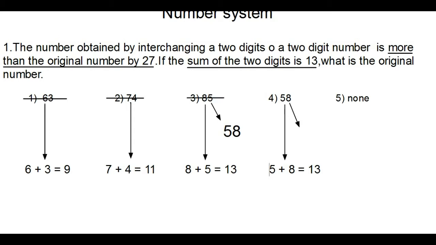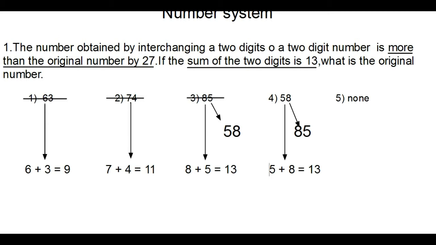So let us now check the fourth option for the second condition. That is, the number obtained by interchanging the digits should be more than the original number by 27. Now here in case of 58, when we interchange the 2 digits, it becomes 85. And 85 is more than 58 by 27, since the difference between these two numbers is 27. 85 minus 58 is exactly 27. So as you can see here, option 4 satisfies both the conditions.